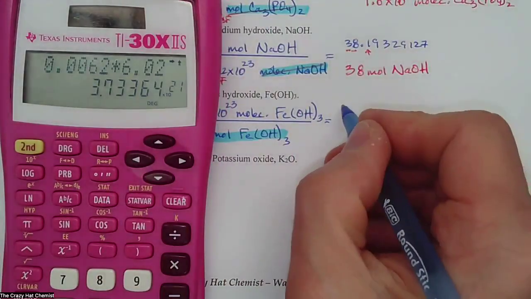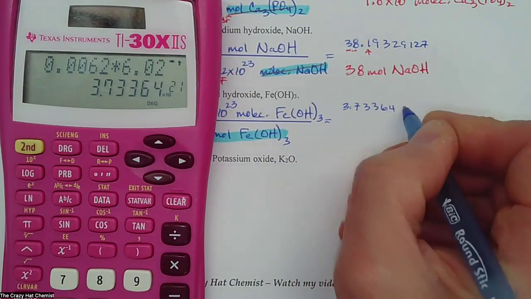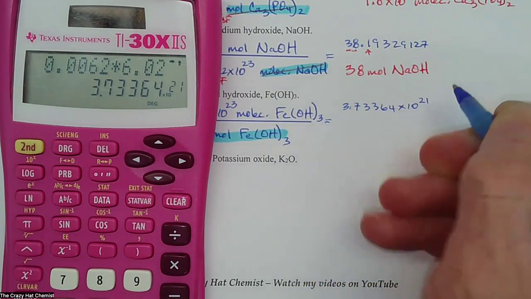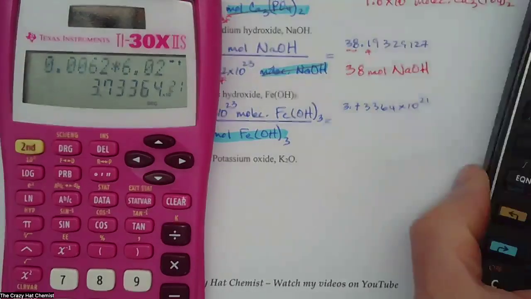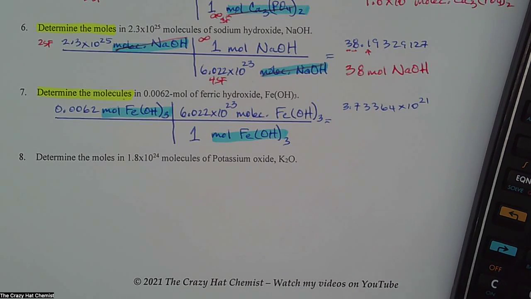We're going to get this number in our calculator, which is 3.73364 times 10 to the 21. I'm going to just do this on my other calculator just to make sure I have not made some screwball error. And it looks like we're looking good.